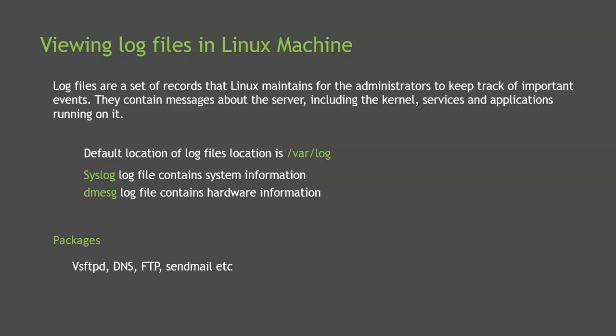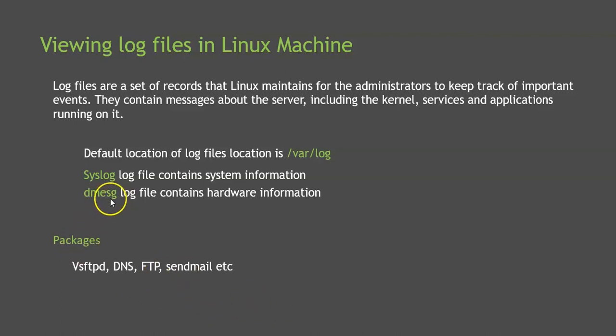In this session, we'll check the location of the log files and what different log files are available inside this Linux machine. We'll talk about the main log files, the syslog file and the dmesg file. The syslog file contains system information. For example, if you restart any service, it will be captured by syslog, or if any events occur, they will be captured by syslog. Any kernel related messages go to syslog. All this system related information is stored inside syslog.